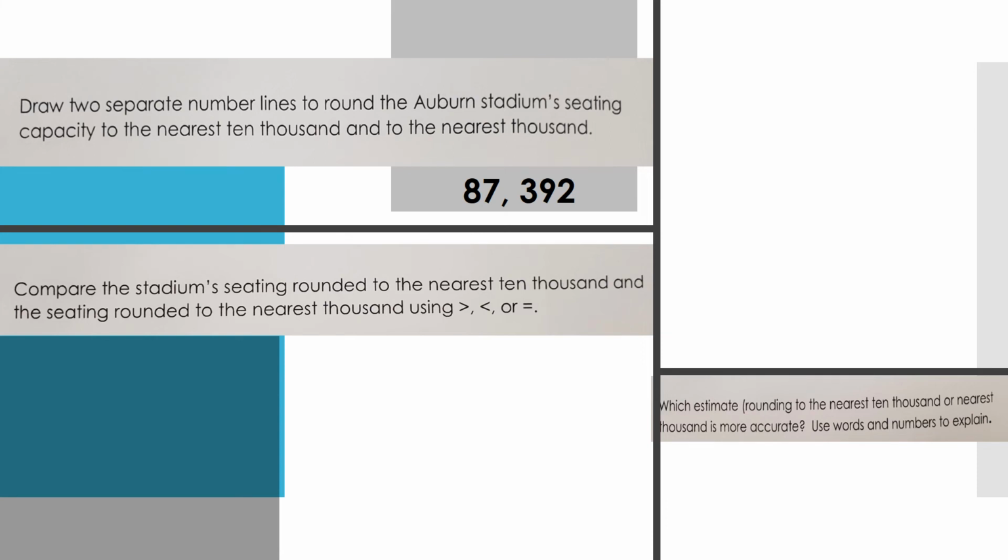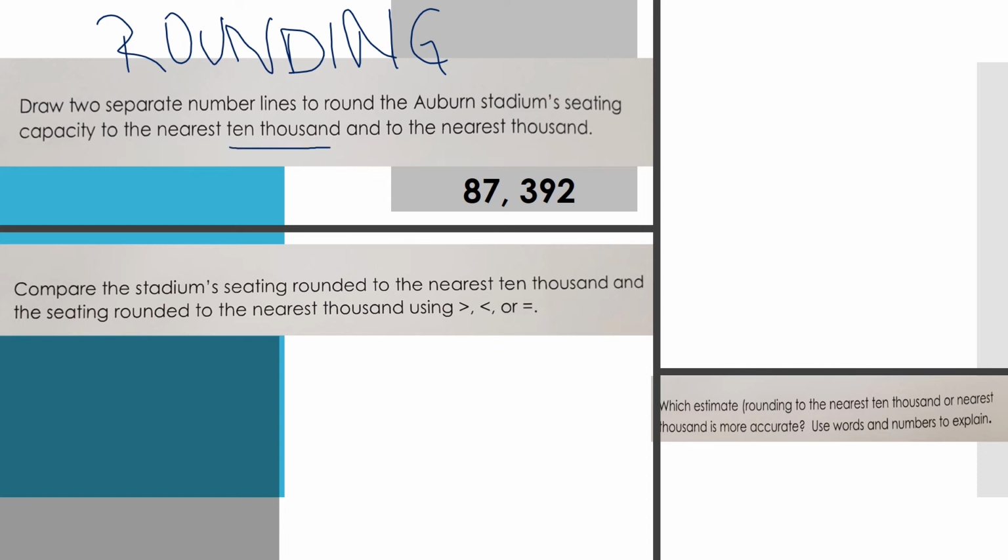All right, so we're moving on to our last problems. And this time we're going to be talking about rounding numbers. Everybody say, oh yeah. All right, so we're going to draw 2 separate number lines to round the Auburn Stadium seating capacity to the nearest 10,000 and to the nearest 1,000. So that means I'm going to have 2 number lines. And we're going to draw our vertical number lines.